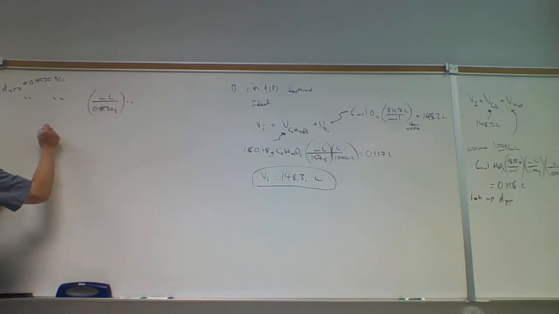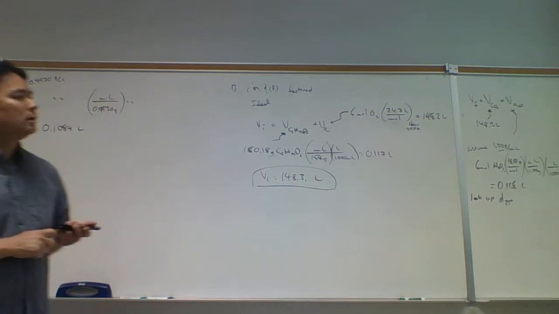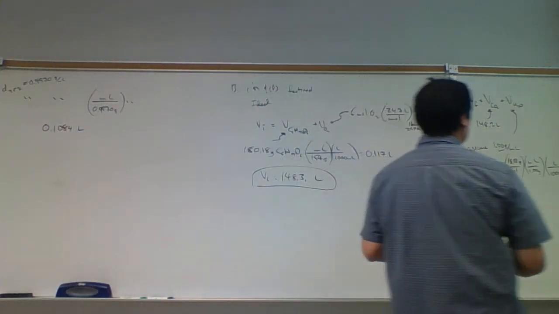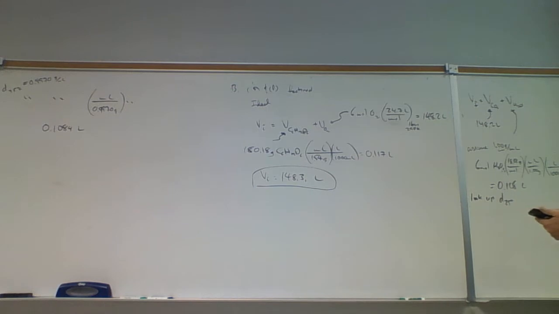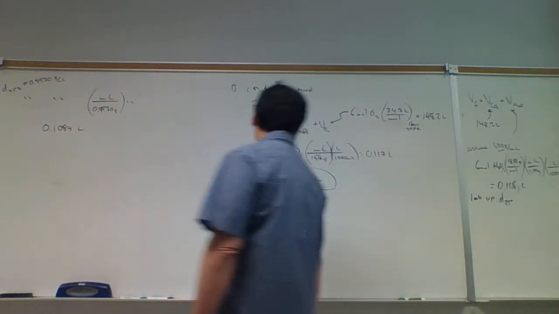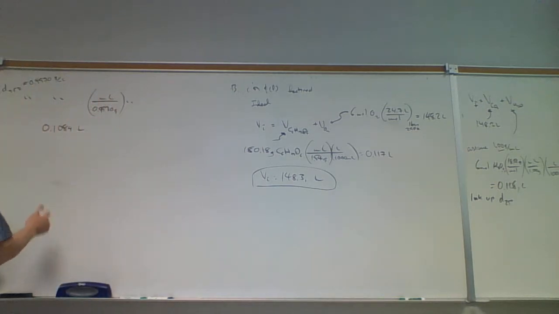We would get 0.108 liters. This comes out to 8.1. So the difference is like 1084 versus 1081. 1084 is more accurate, of course, because we're using a more accurate density. But the difference is not hugely significant. And so V final is going to be 148.3.